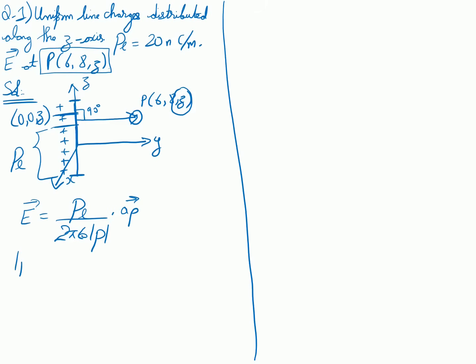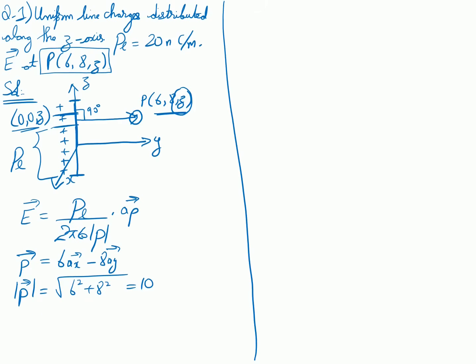So the value of rho comes out to be the difference of this point with this point, so it is going to be 6a of x minus 8a of y, and z equals 0. Let's do it one by one so it becomes easy for you. This is rho, and if I take the magnitude of rho, it is the square root of 6 squared plus 8 squared. It comes out to be 10.